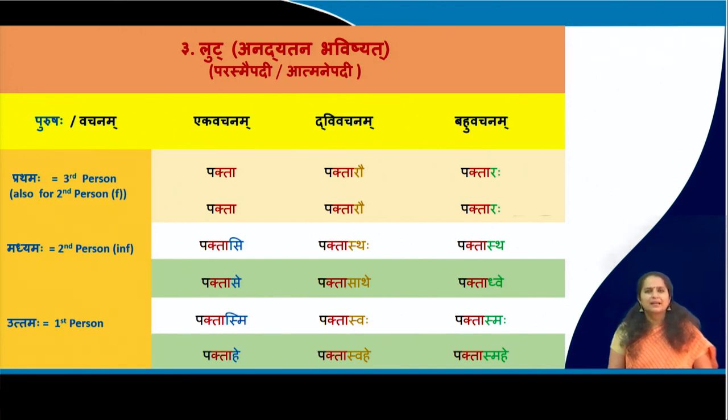So, this is the anadyatana bhavishyat. Okay, so you will cook food for your family. What will that happen? Tari tvam parivaraya bhojanam pakta si. Okay, that's in the future tense. Like far away in the future, pakta si.